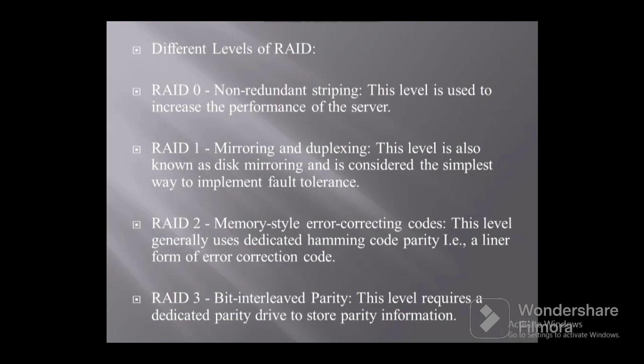If something is lost, then since the mirror is there, it will take it from there. Then RAID 2 is basically the combination of RAID 0 and RAID 1, also known as memory-style error correcting codes. Then RAID 3 is bit-interleaved parity. As we have seen, RAID 1 has the mirroring technique, but in RAID 3, instead of mirroring there is parity, so that the parity bit acts as help if something is lost.